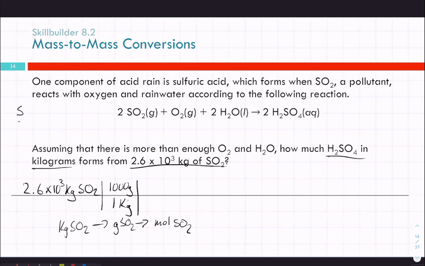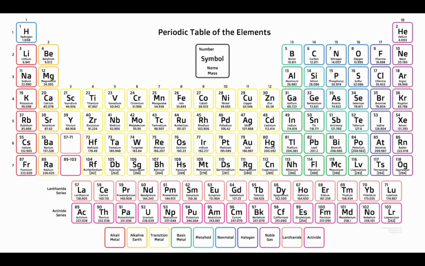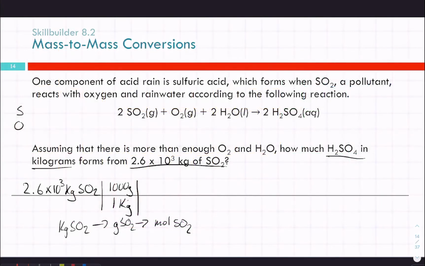So we're going to need the molar mass. I do not remember what sulfur is. It's 32 something. 32.066. Because there's only one of those, so 1 times that. And then there's 2 oxygens times 16.00, so 32.00. 32.066 will give us 64.066 grams per mole SO2.